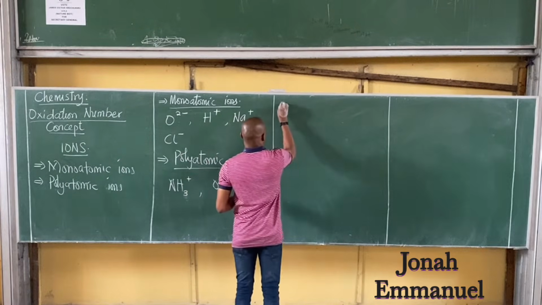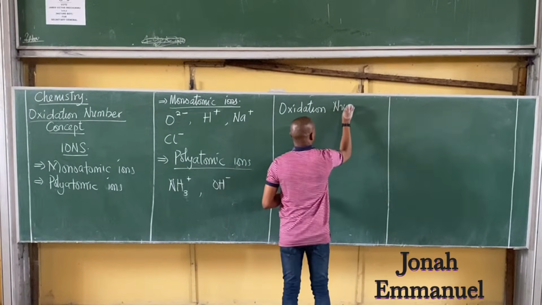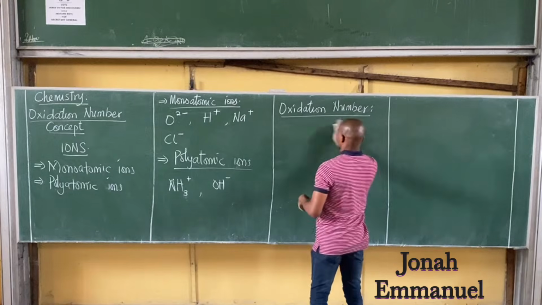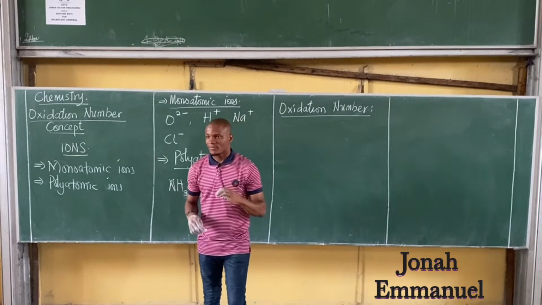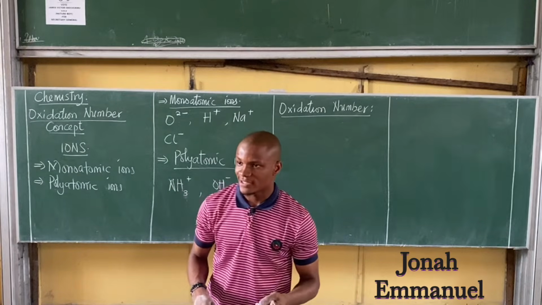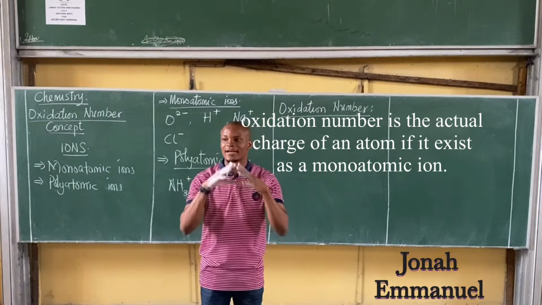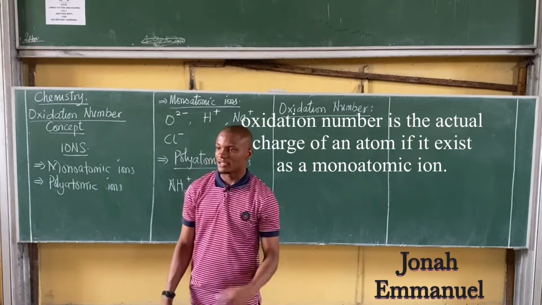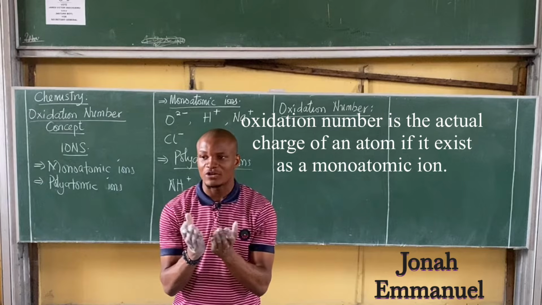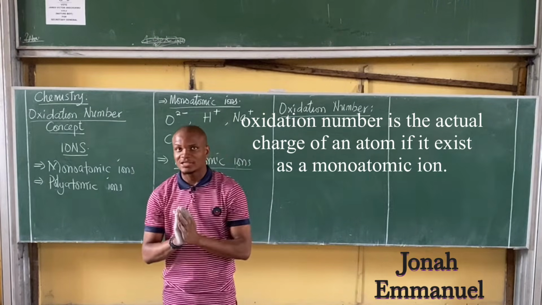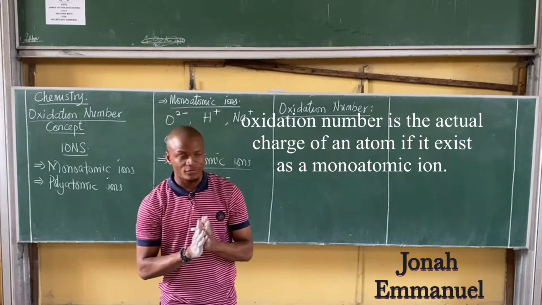Alright, let's look at something called oxidation number. This is defined as the actual charge of an atom if it exists as a monoatomic ion.